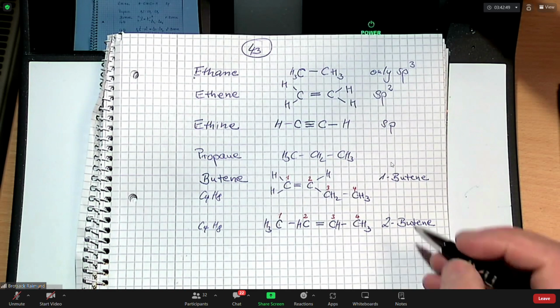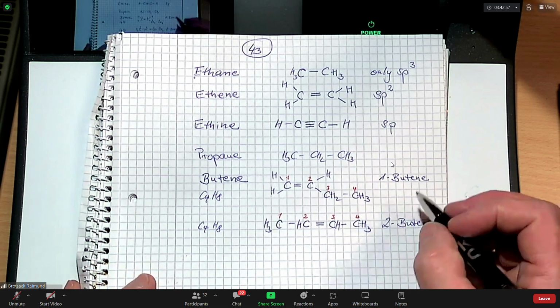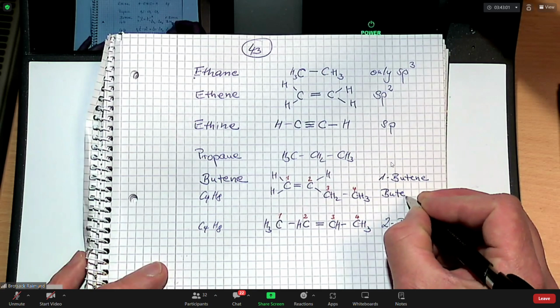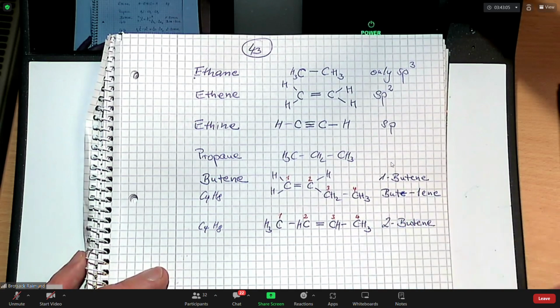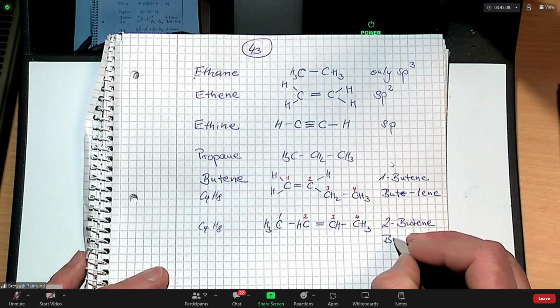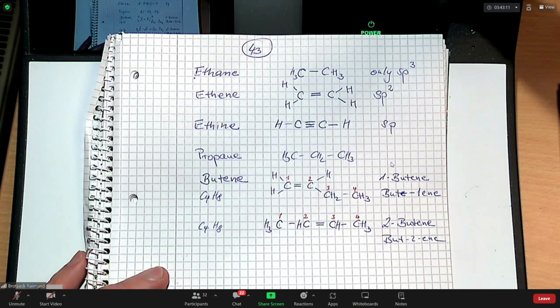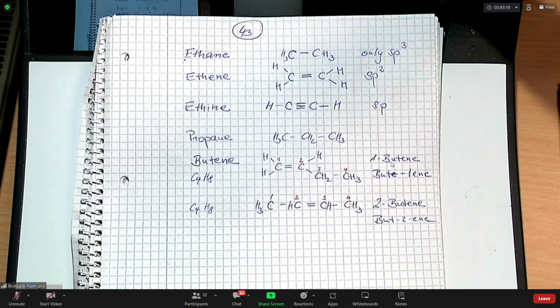Maybe if it is getting more complicated and you have to add more different things, then write it at the end. It is but-1-ene. This is but-2-ene. In this case, it's not a difference, but it could be a difference. I will give you an example.